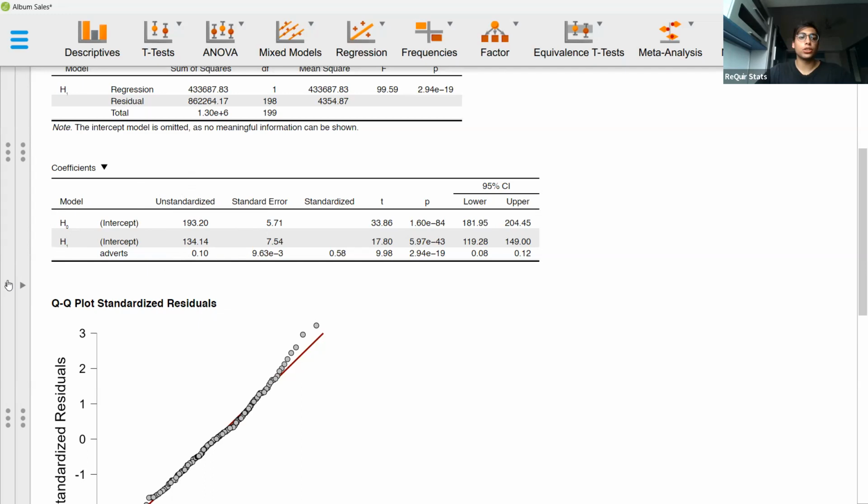So we interpret that for each unit increase in adverts, the sales increase by 0.1. Okay. So for each unit increase in advertisements, the number of sales increases by 1 unit. So that is how we interpret this. All right. So what is the unit for sales? So what is the unit for adverts, first of all?